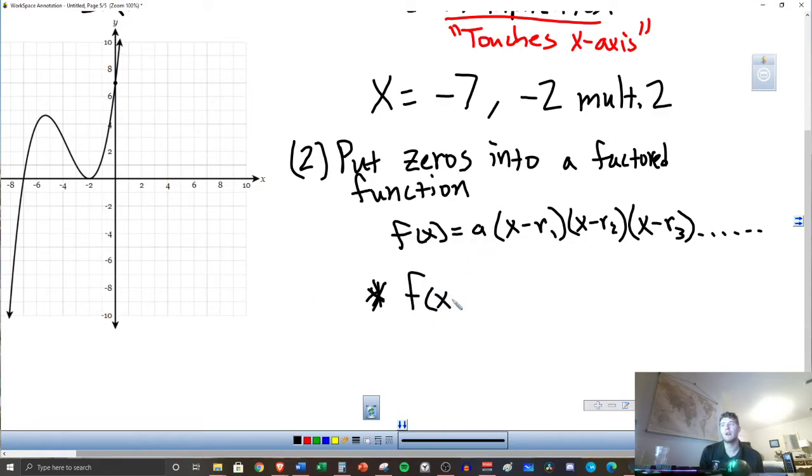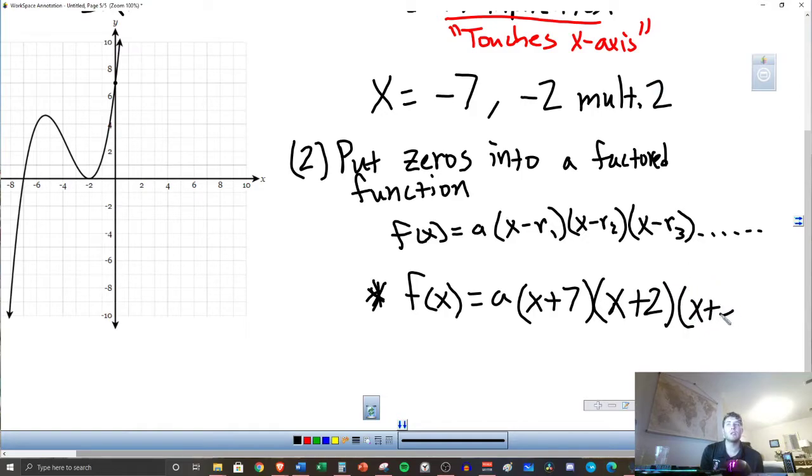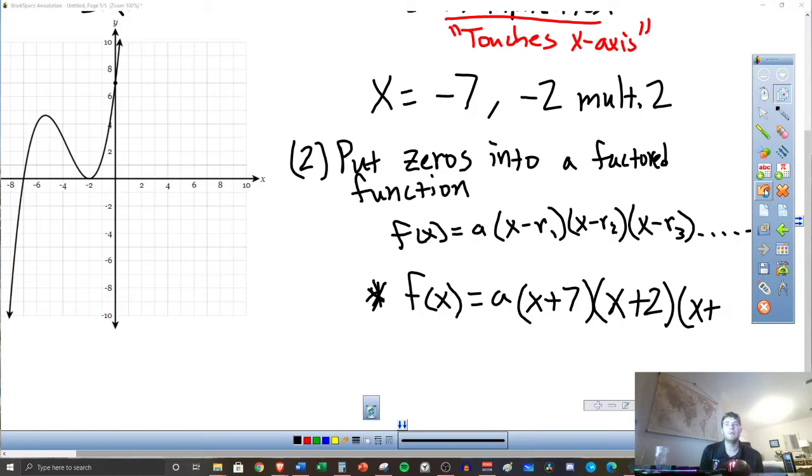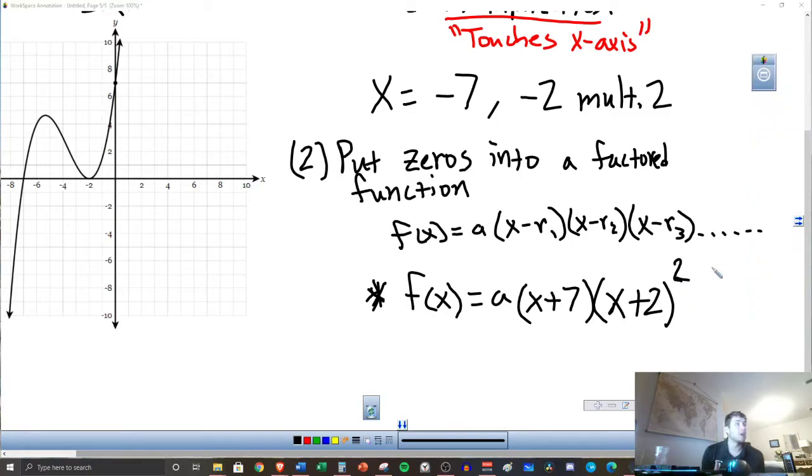Let's go ahead and put in our x-intercepts. We'll leave a as a. What's the first x-intercept? Well, we have to change the sign when we're going from a root, or a zero, to a factor. So that means this will be x plus 7. Same idea with this. This is a -2, multiplicity 2, so this will be x plus 2. And since it's multiplicity 2, I can get away with just putting plus 2 again, but what I'd rather you do, the easier way, is just write the 2 up here. And that's going to be our function.